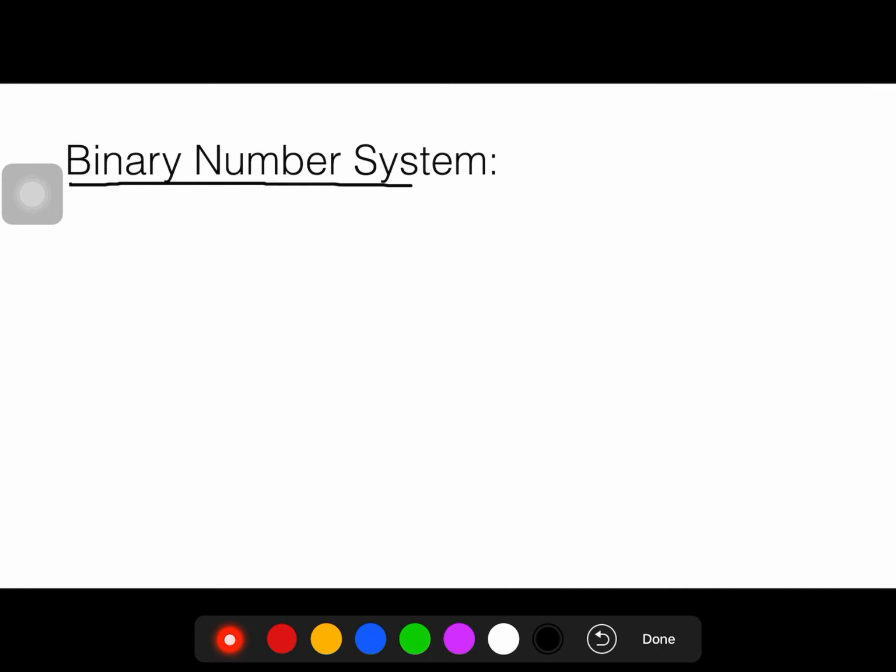Next, binary number system. As we studied previously, in binary number system the base is 2. Means for the place value, instead of writing 10 raised power 0, we write 2 raised power, and the legible digits which may be present in the binary number system will be 0 and 1 only.